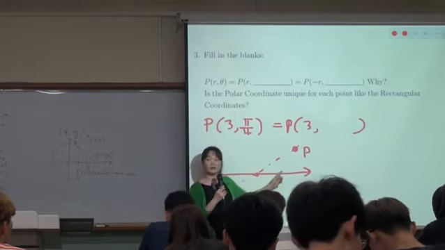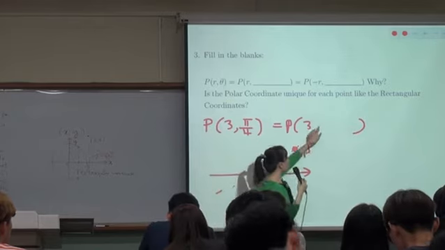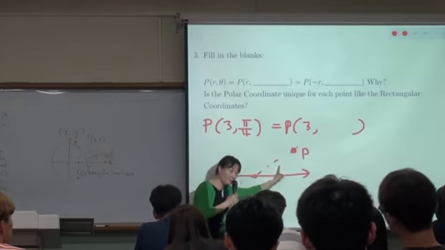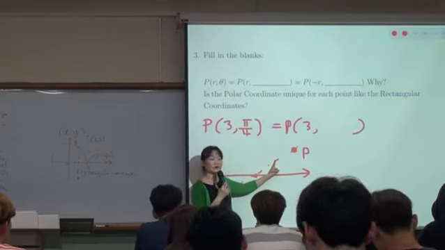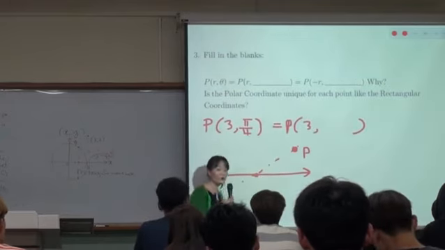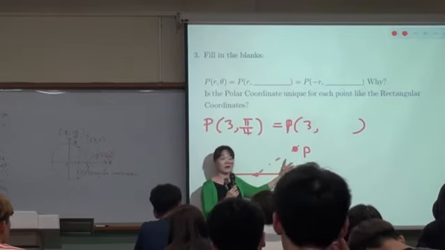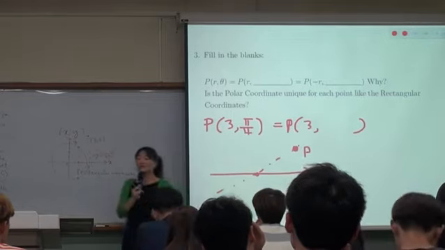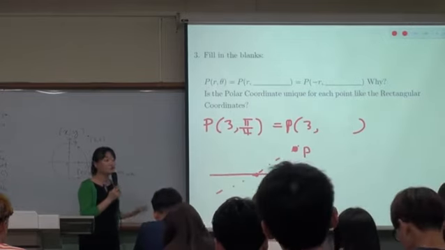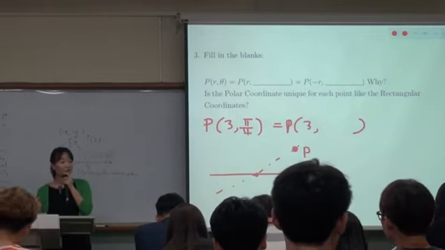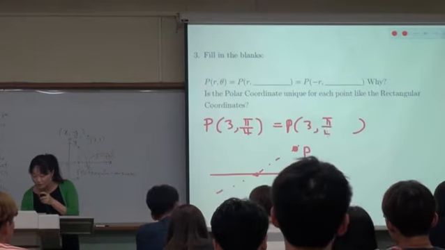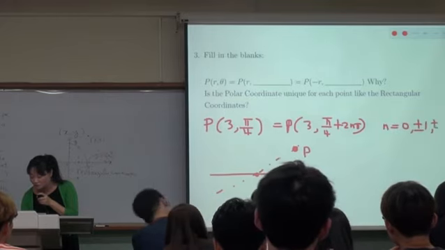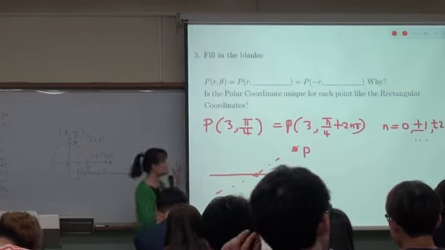Same thing twice. How about 6 pi? How about minus 2 pi? Pi over 4 minus 2 pi, right? How about minus 4 pi? Pi over 4 minus 4 pi. See that? So actually, here I can put pi over 4 plus any even multiple of pi, plus or minus. So it is 3 comma pi over 4 plus 2n pi, where n is 0, plus or minus 1, plus or minus 2, etc. It gives you the same exact point.